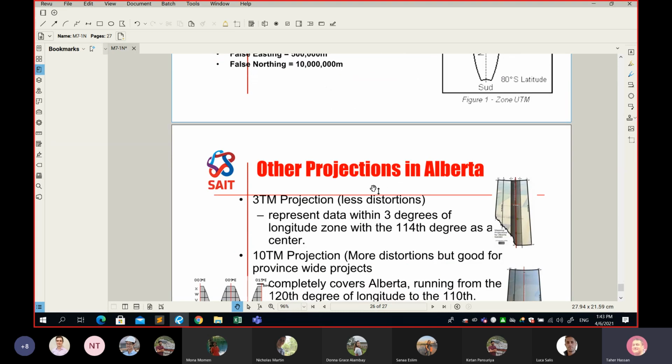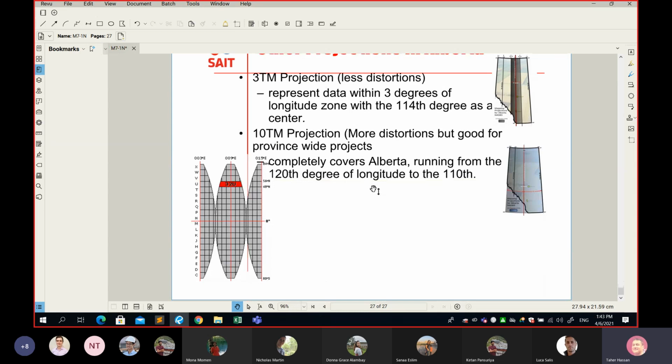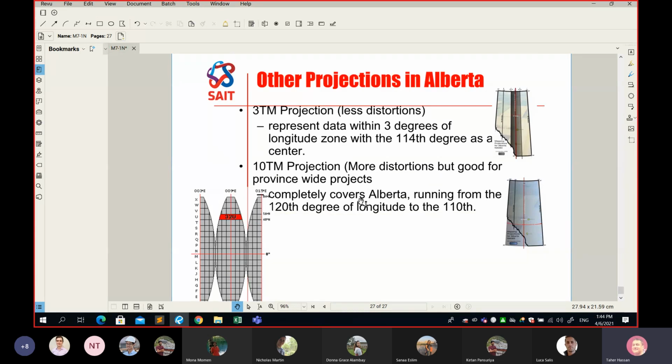Okay, but you know what? There are some other projections called 3TM and 10TM. Watch this, 3TM and 10TM. And I know some of you already guessed it. When I say UTM, it means 6 degrees wide zone. While 3TM, from the name, it means the zone width is 3 degrees. And also there is 10TM. It means the zone is 10 degrees.